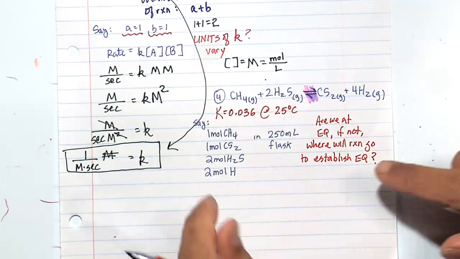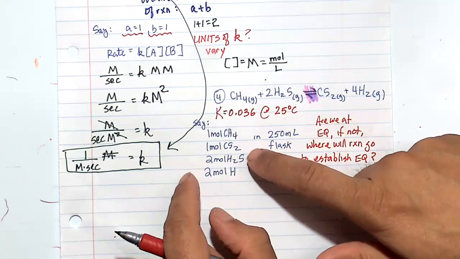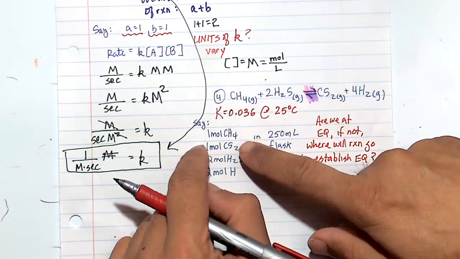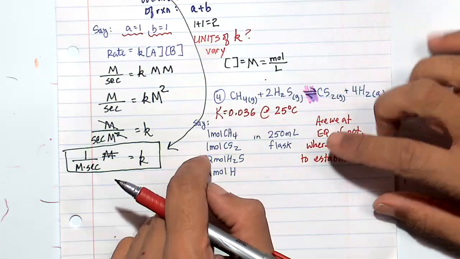So, are these equilibrium concentrations? First of all, are these concentrations? No, we have to calculate the concentrations. So this is a common error. You can't just put moles into our equilibrium expression.